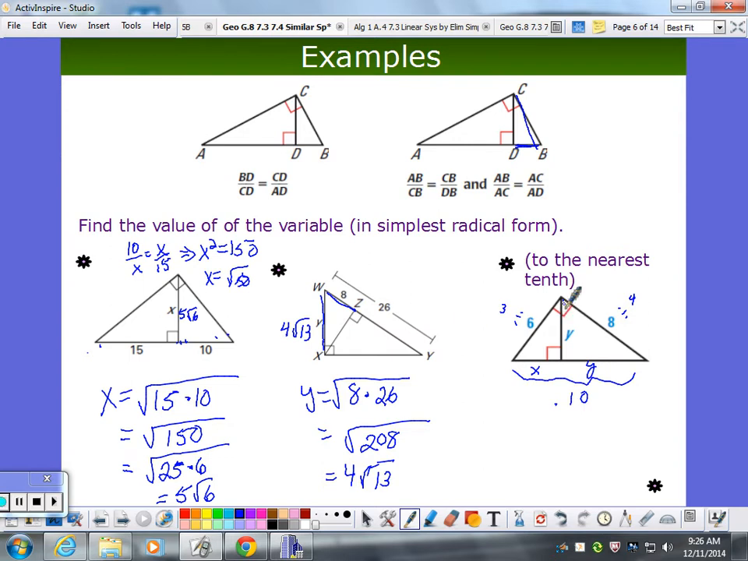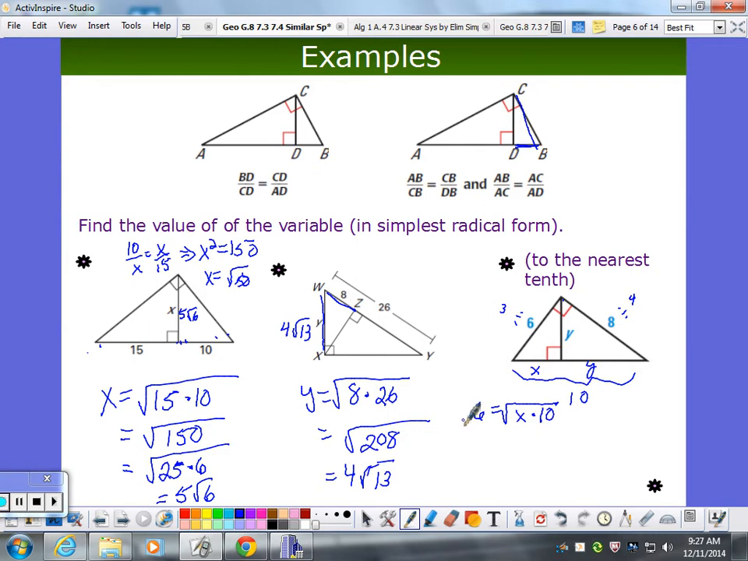Now, I know this one's 6, right? And I know how you find the leg. It's the geometric mean of this piece and the whole thing. You don't know that piece, but I know the whole thing. I'm only missing one thing. 6 is the geometric mean of this piece and the whole thing. Right? Isn't it?